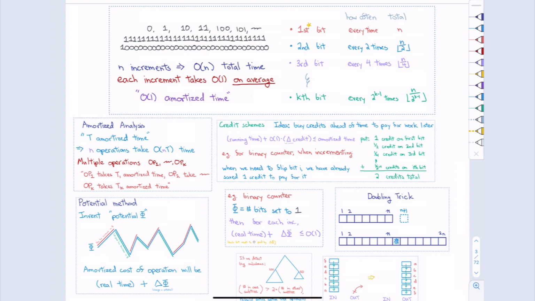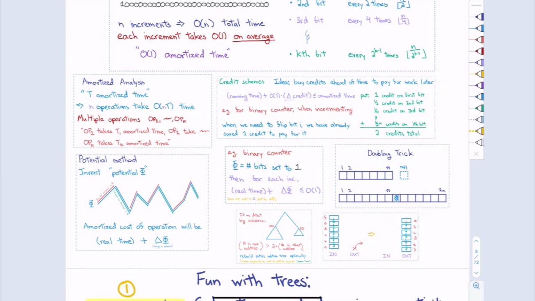And there are different ways to do the analysis. Two methods besides the direct one include some kind of credit scheme, where you're in a sense paying for future work, but trying to figure out how to charge it to past operations. An alternative might be the potential method, which is similar, but the payment is often closely tied to some structural properties of your data structure. It seems like some cases are better suited for one or the other, but really they're both just metaphors to facilitate your analysis. Okay, so that's amortized stuff.